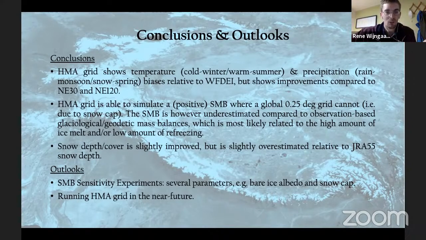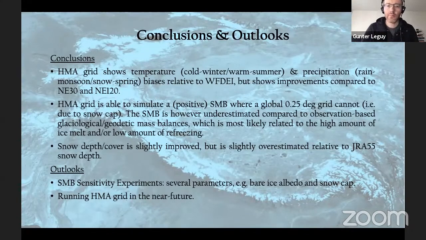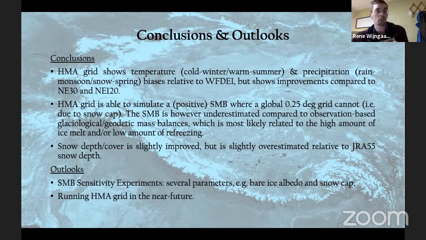But first, to the conclusions. The high mountain Asia grid shows temperature and precipitation biases relative to the WATCH Forcing Data ERA-Interim dataset, but also shows improvements compared to the other 2 grids. It is able to simulate positive surface mass balance, where a global 1/4 degree grid is considered not able to do that because it cannot reach the snow cap.